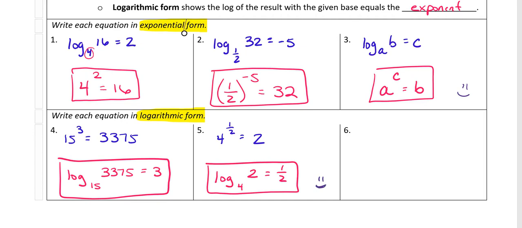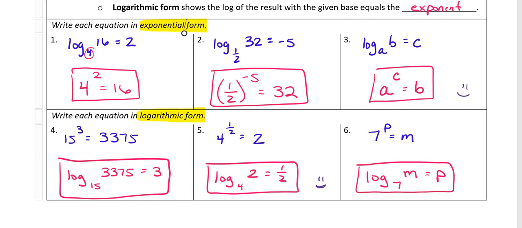Okay? All right, again, let's try one without numbers. So let's try 7 to the p power equals m. So go ahead and pause the video and try this one, please. All right, so this one here would be log base 7 of m equals p. Okay, so again, if you got that one right, give yourself a little smiley face so I know you got it. If not, star it so that you know to go back and look at it.